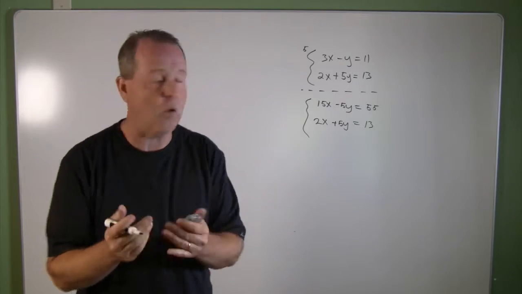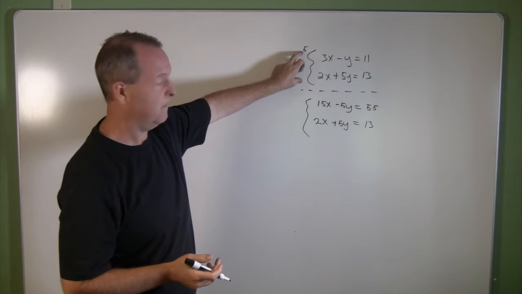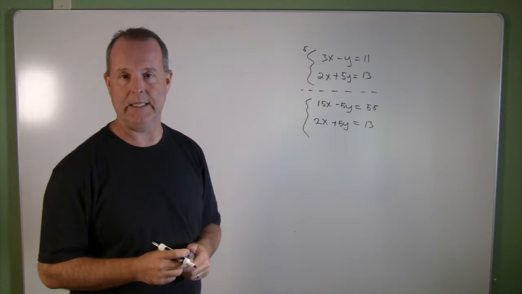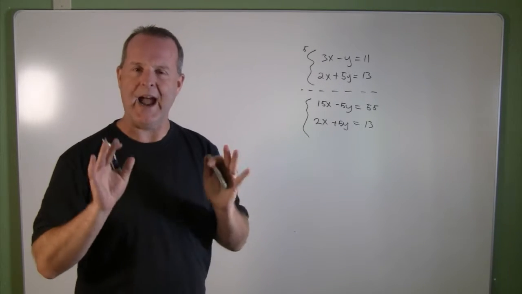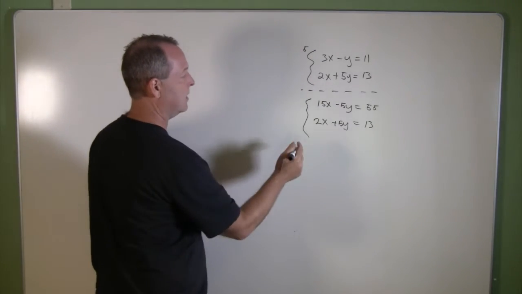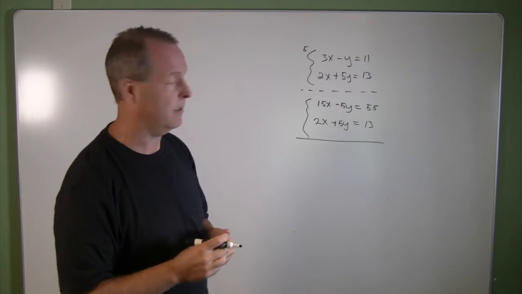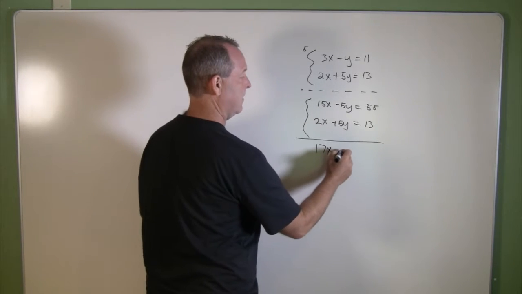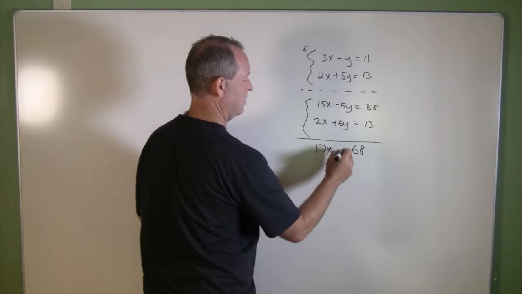But like I mentioned before, I like to keep the systems together. Same system here. This one has just been manipulated a little bit, but I want to keep my work clear. And again, as we practice these, I hope you start to see why this is a really good strategy. Now it looks like I can add. And by adding, I think I can eliminate my y's. X's together gives me a 17x. Y's are eliminated. Gives me 68. X equals 4.